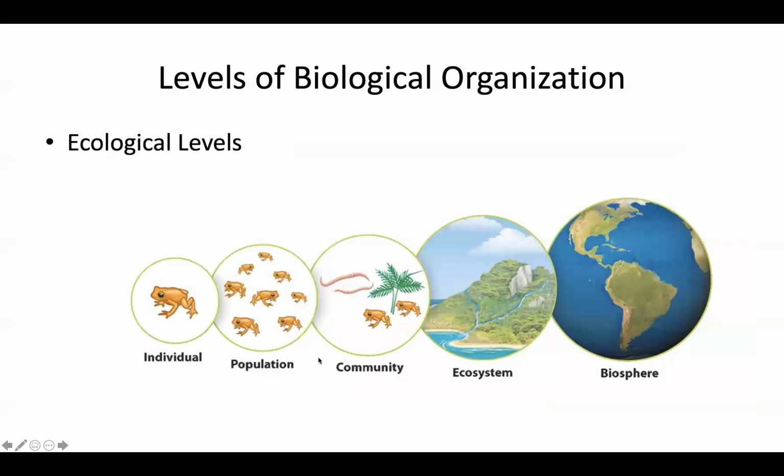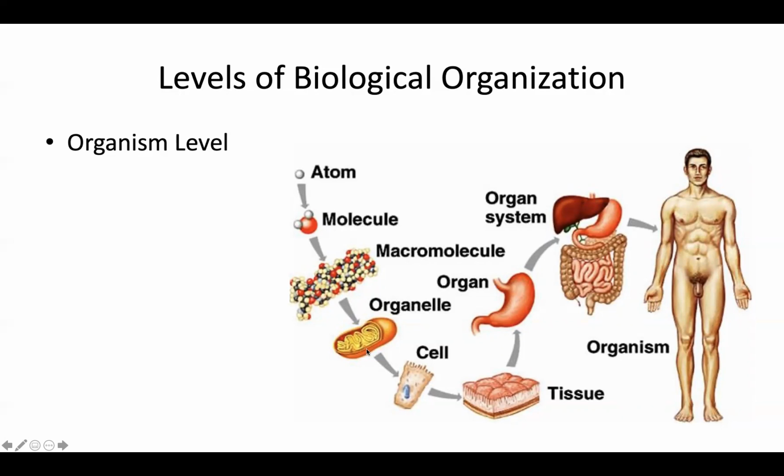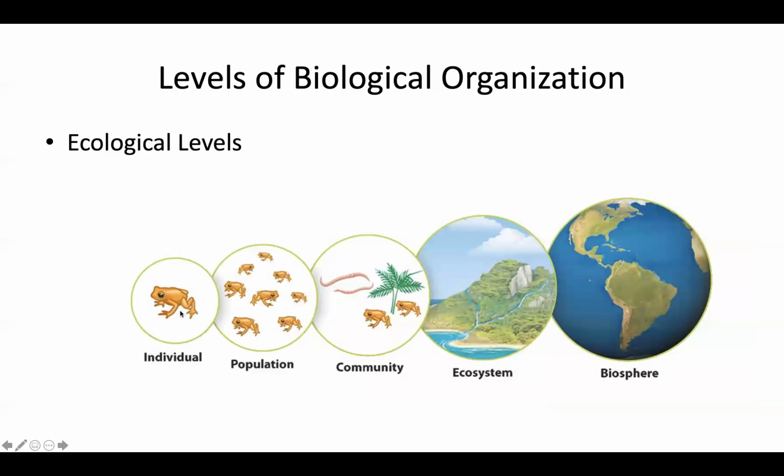And then this is just another visual for our ecological levels of organization. Make sure you have these both in your notes so that you can list and identify the levels of organization for a human and from an ecological standpoint. The individual, population, community, ecosystem, making sure that you understand that the ecosystem is the first level of organization where we take into account non-living factors.